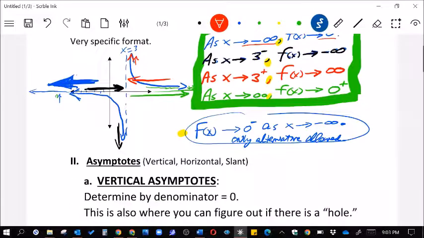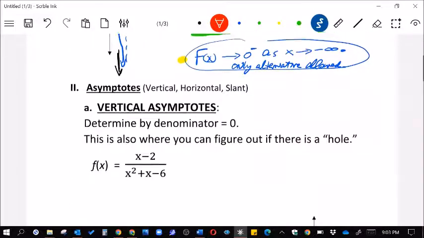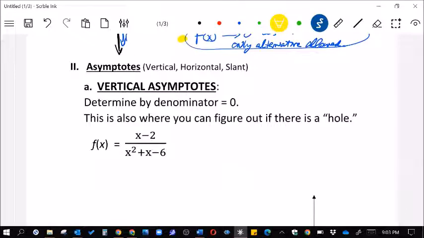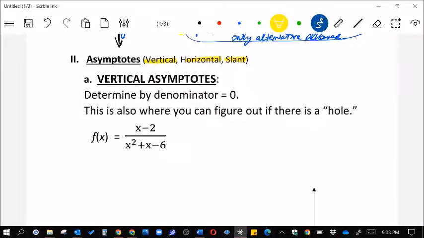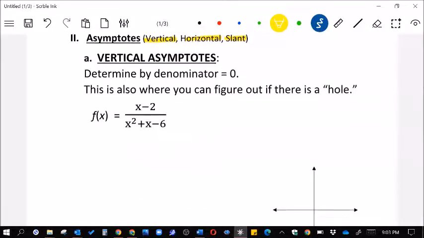Now let's take a look at some asymptote things. We're going to be analyzing vertical, horizontal, and slant asymptotes. And first, vertical asymptotes are frankly relatively easy to figure out because we're simply finding out what makes a 0 on the bottom.